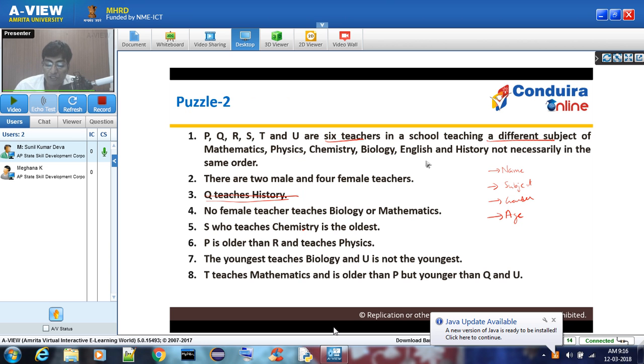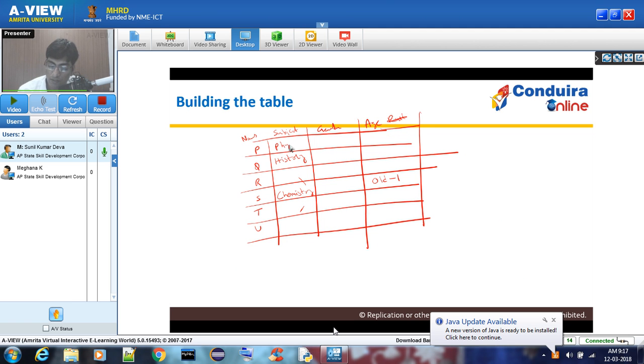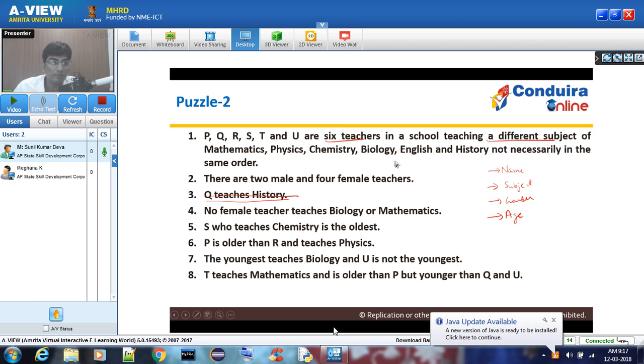P is older than R and it teaches physics. So there are two pieces of information here. First is P is older than R and second is P teaches physics. So P teaches physics is one information. So we can say P is older than R. Here this is about age. We already know that S is highest. So P is older than R and teaches physics. We wrote this out. S who teaches chemistry is the oldest. We already wrote this out.